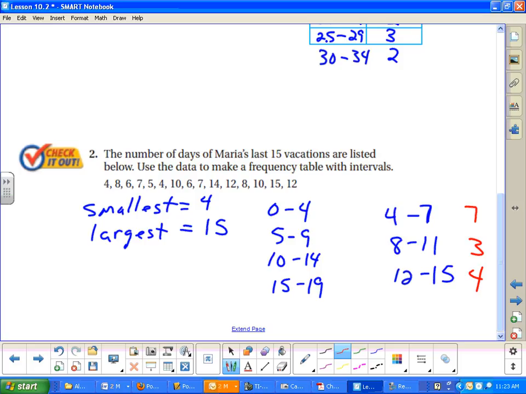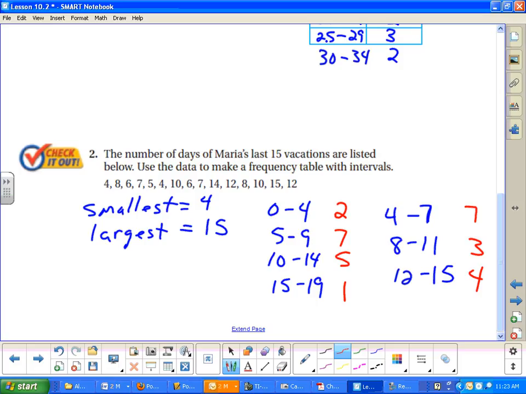And if we use Megan's, from 0 to 4, we have 2 of them. 5 to 9, we have 1, 2, 3, 4, 5, 6, 7. 10 to 14, 1, 2, 3, 4, 5, and then 1 in that range. Do both of those work? Yes, they will both be fine. We can use either one of them.